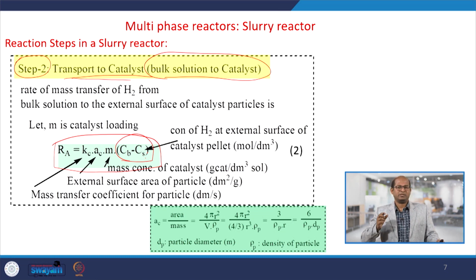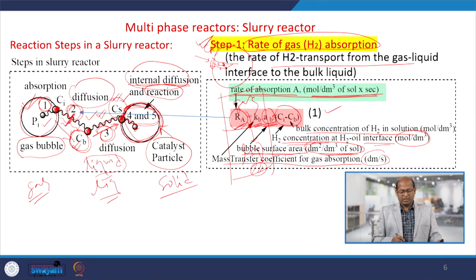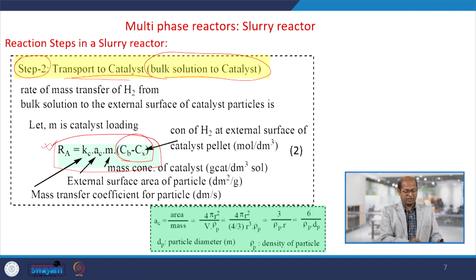Only if there is a concentration difference will mass transfer take place from one point to another, so this is the driving force. The rate of mass transfer has the same unit: mole per dm cubed of solution per unit time, that is, component A transferring per unit volume of the solution per unit time. Here Kc is the mass transfer coefficient for particles, and Ac is the external surface area of the particles, with unit dm squared per gram of the catalyst.